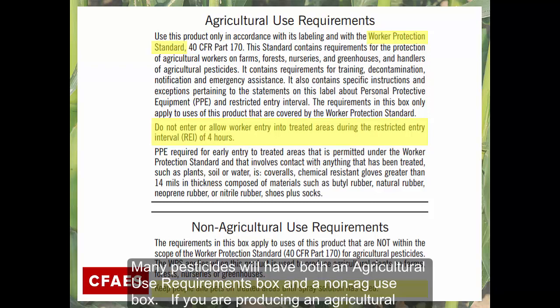Sometimes the REI is found in the crop use sections. So under directions for use with each crop, that is because it can sometimes vary for different crops. But as I said at the beginning here of the slide, more often than not, the restricted entry interval will be found in the agricultural requirements box.